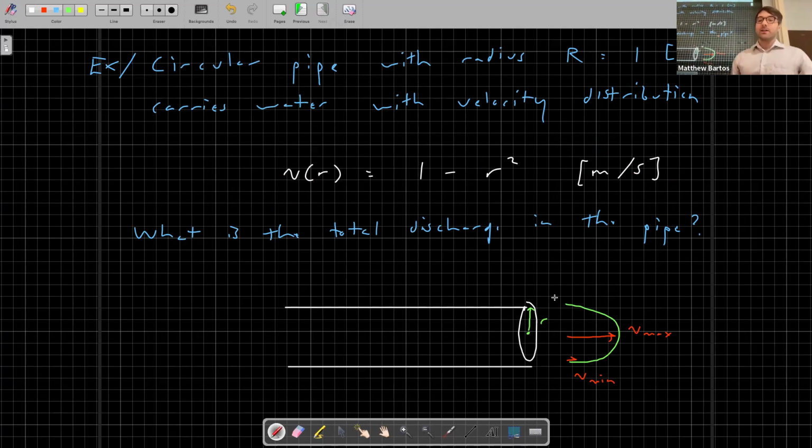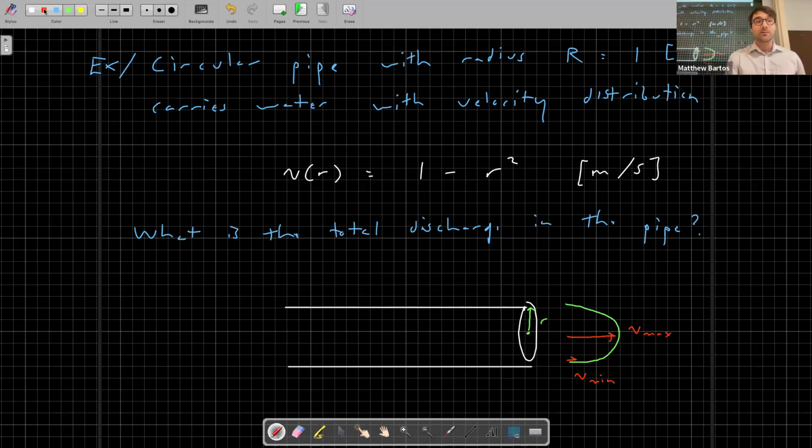So little r is a variable. Big R is the full radius of the pipe, which is equal to 1 meter. The velocity distribution is this parabolic velocity distribution. So v as a function of our distance from the center r is equal to 1 minus r squared meters per second. So we have this nice functional velocity distribution.